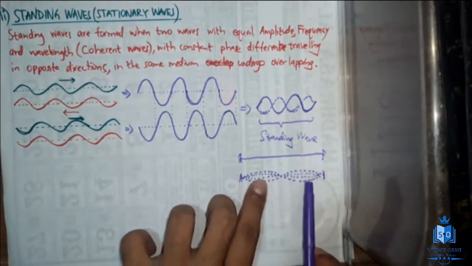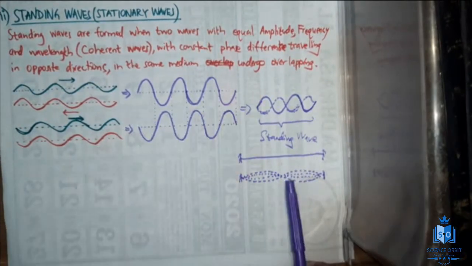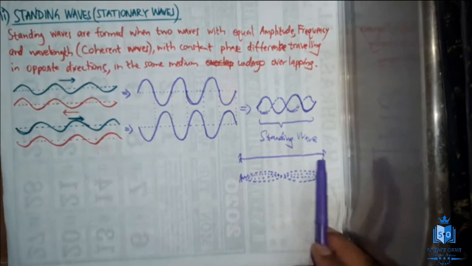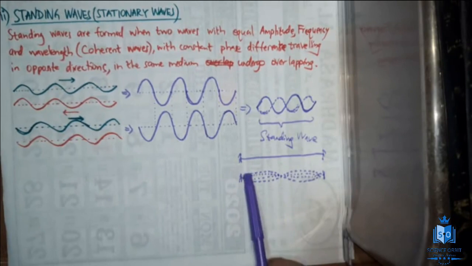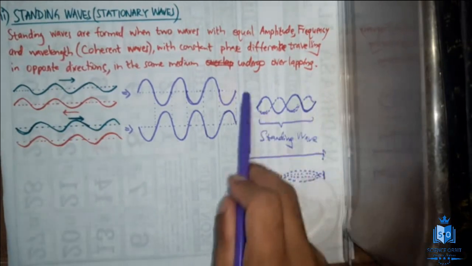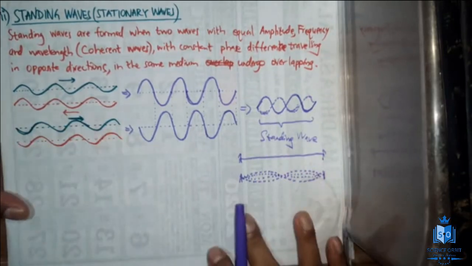The number of loops, here I have drawn 4 loops, here I have drawn 2, that will depend on the frequency of the standing wave. We'll be discussing that a little later, but this is how a standing wave actually appears to us. Since we can't draw all these lines, we normally draw a standing wave like this for our convenience. Okay, so this is how the standing wave is actually formed.